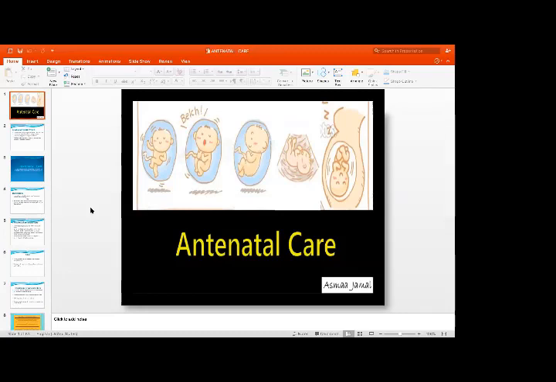What do you understand by antenatal care? As the word indicates, ante means before, natal is birth, care. So the care which is given before birth, that is during pregnancy.